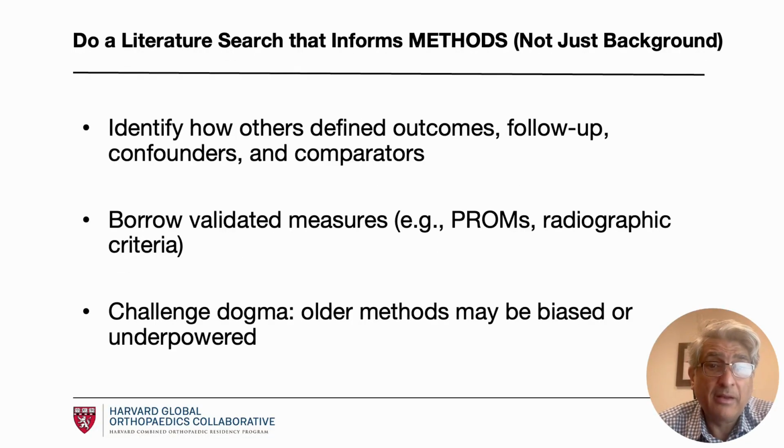Then you have to do a literature search that informs your methods, not just your background. Trainees, more often than not, will read only the conclusions. Instead, read the methods and the limitations. Make sure that you borrow validated measures, prompts, radiographic criteria, or whatnot from others. Challenge the dogma. Older methods may be biased or underpowered. So ask yourself, did prior studies adjust for key confounders? Did they provide predefined outcomes? How did they handle loss to follow-up? Your methods should be defensible and not merely conventional.